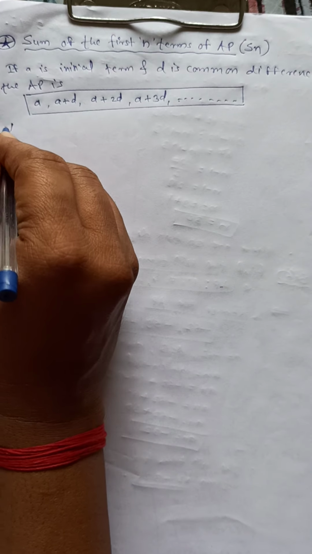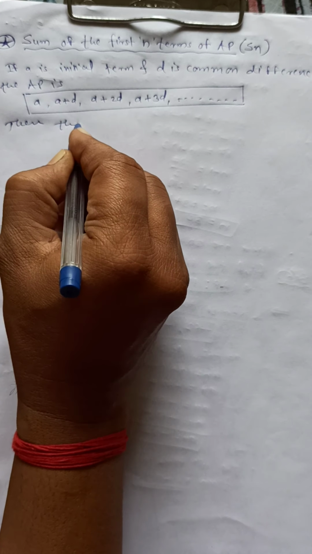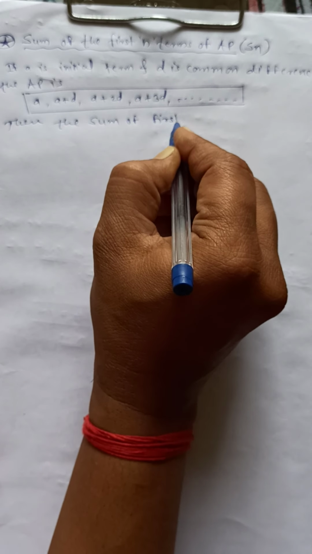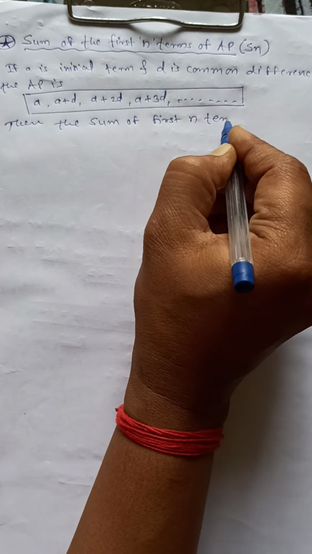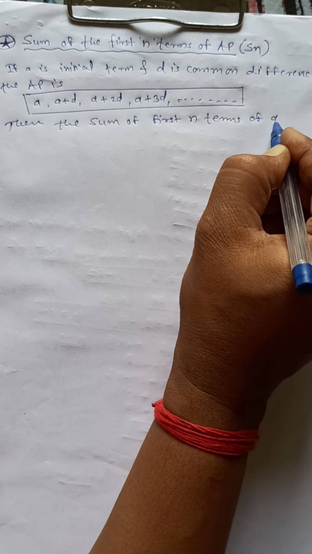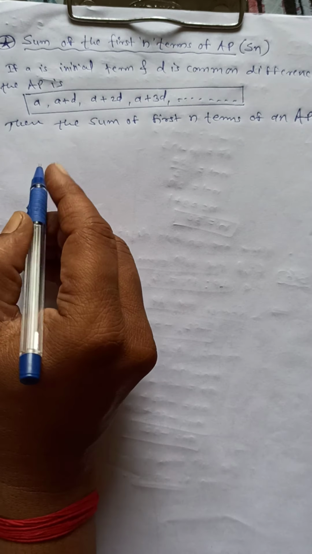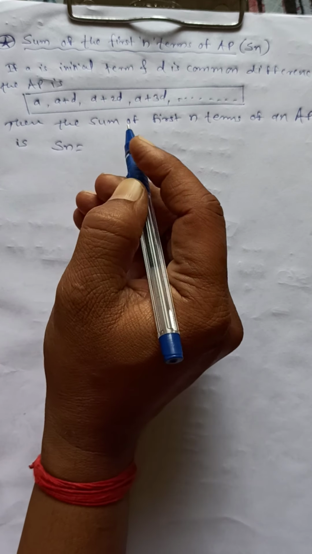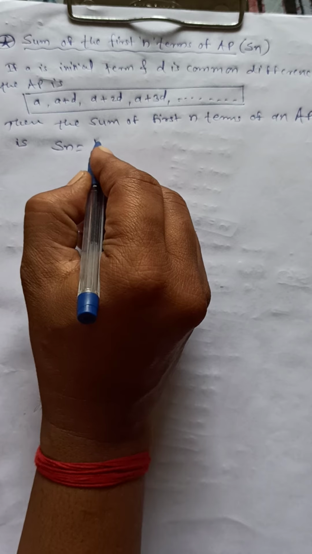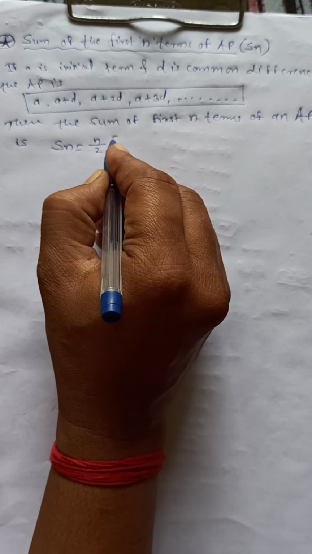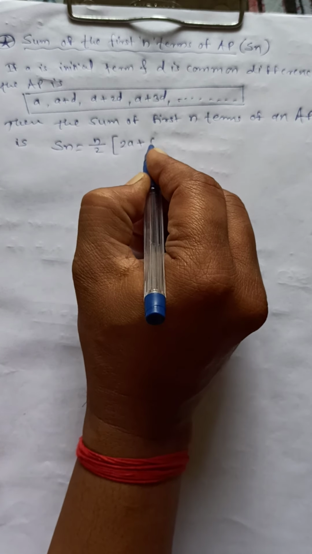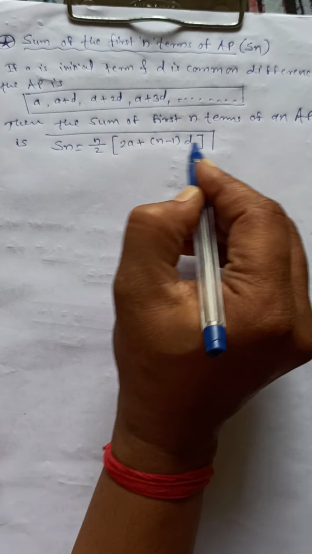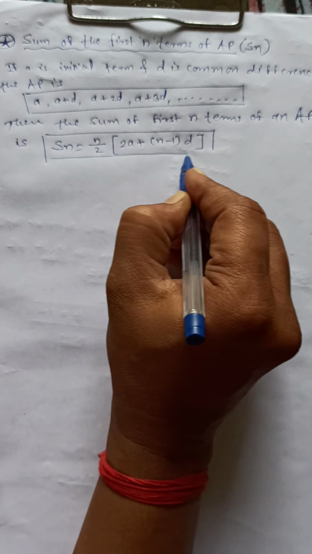Okay, then the sum of the first n terms of an AP is Sn is equal to n by 2 in bracket twice A plus n minus 1 into D. This is the formula. The formula is very easy.